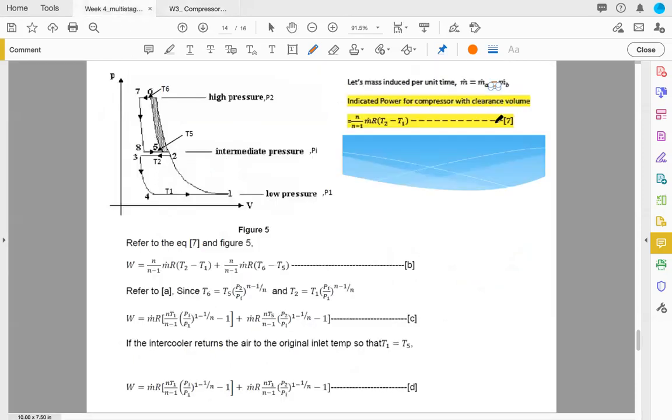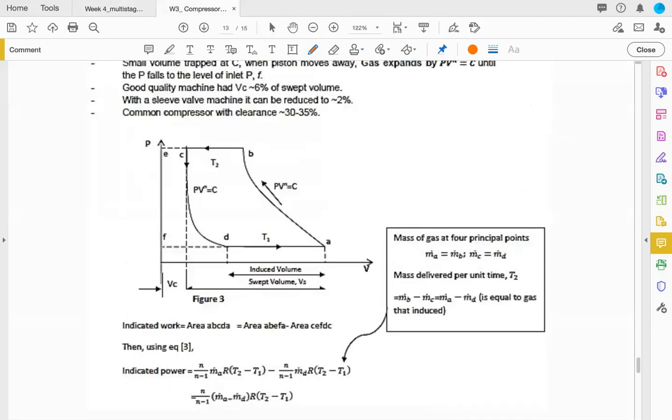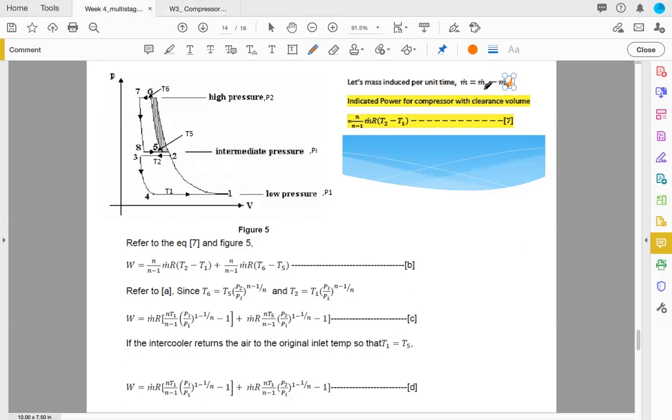And therefore, we have MA minus, I think this should be MD. Sorry for my mistake. Okay, so if you look at the indicated power from the previous slide, it's this equation, okay, right? So this is definitely MA minus MD. As referred to equation 7 and figure 5, the work for stage 1 is m dot R (T2 minus T1), and the work is T5, T6 minus T5.